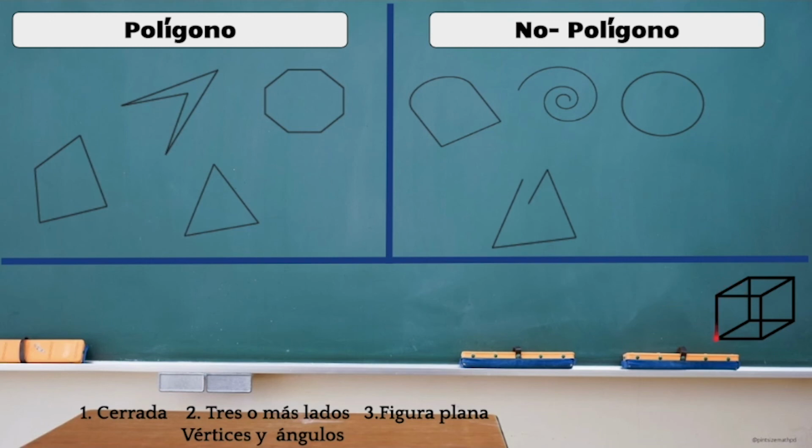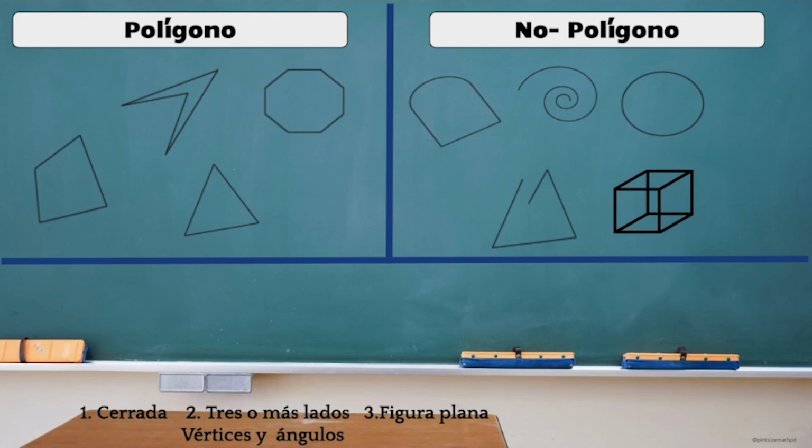Y finalmente tenemos un cubo. Este lo vimos en el ejemplo anterior. ¿Es una figura cerrada? Sí. 3 o más lados con vértices también. Pero no es una figura plana. Es una figura de 3 dimensiones. Así que es un no polígono. Muy bien. Muy buena la práctica, ¿no?